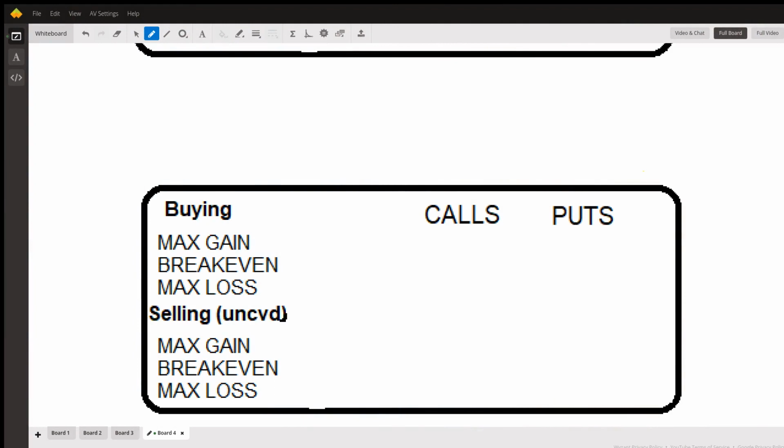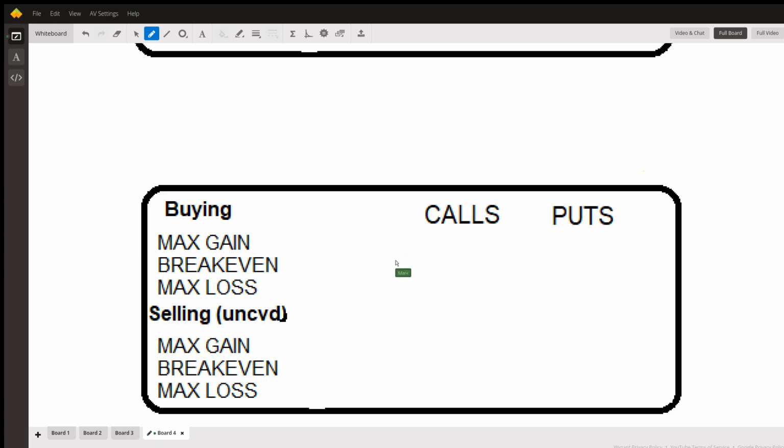Okay, I'm going to answer one way to arrive at the maximum gain, the break even, and the maximum loss for calls. Next, I'll be showing how to do the same for selling uncovered calls. Then we'll go over buying puts, and then we'll go over selling uncovered puts.